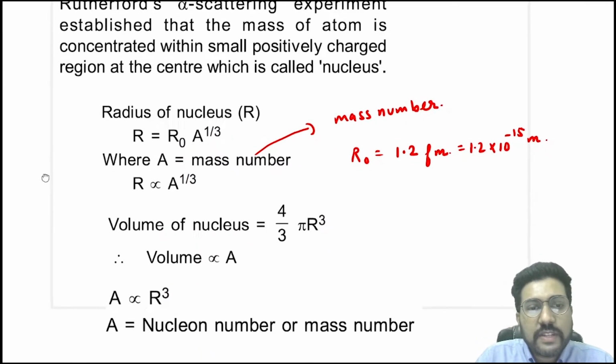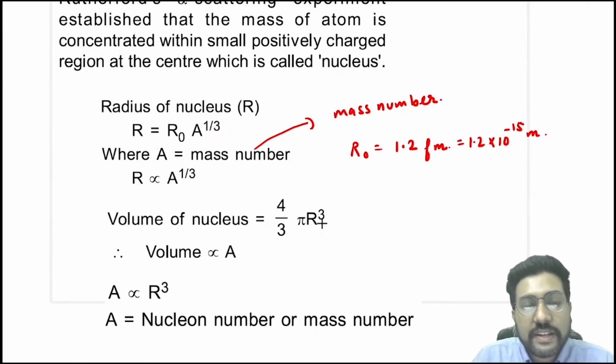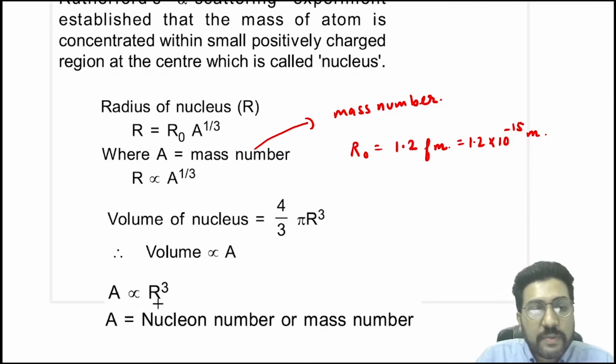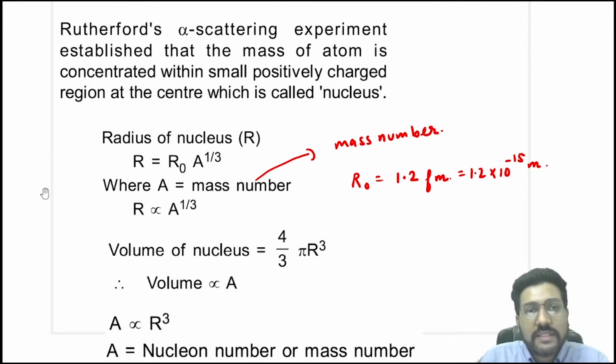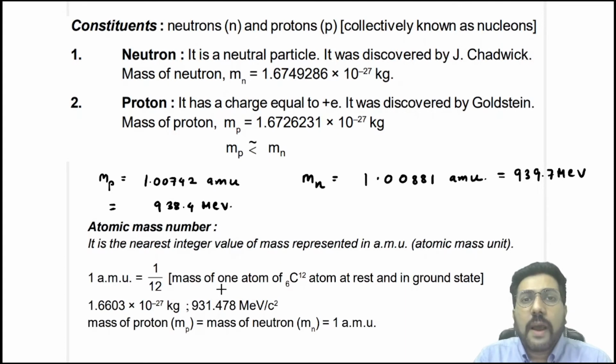Now then what will be the volume of this nucleus? The volume of the nucleus will be 4/3 π R³. Now R is proportional to A^(1/3), so volume is proportional to R³. That means volume is proportional to A. Okay, so A is proportional to R³, where A is again the mass number. Now mass number is also called nucleon number. We'll discuss it now. Now what are the constituents of a nucleus?